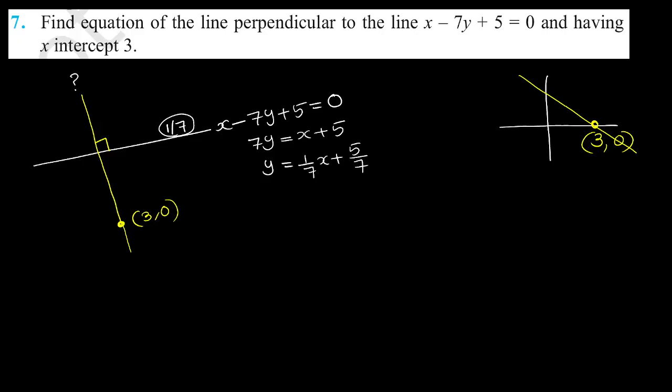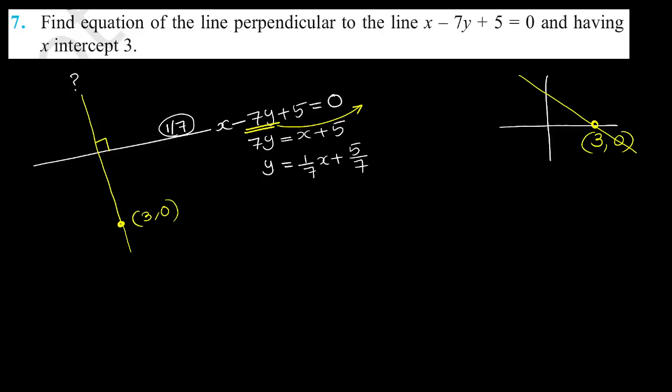Sir, in the equation x minus 7y plus 5, 7y is equal to x minus 5, no sir? How is it a plus? Yes, I will tell you. Here what I am doing is taking the minus 7y to the right hand side. This is the way I did the arrangement.